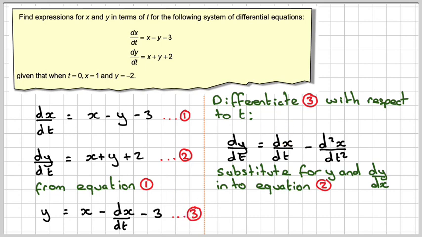So, using a bit of colour here, dy/dt will become dx/dt minus d squared x over dt squared. And then we're going to get the x, and then we're going to get the y, which is going to be x minus dx/dt minus 3, and then we're going to add a 2. Right, writing that again here on the next slide. This is where we got to.